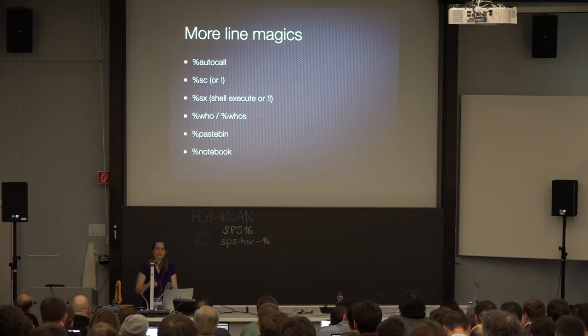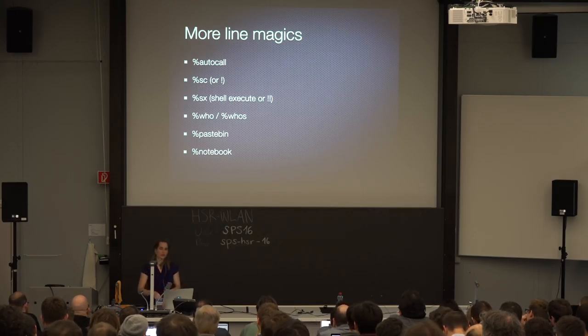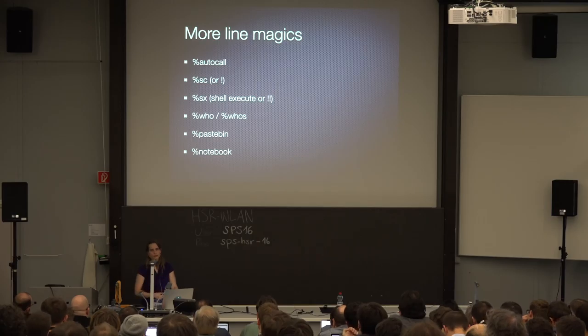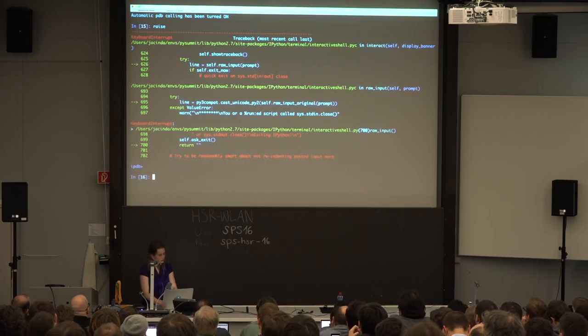Pastebin allows you to select a number of lines in your terminal history, and it'll upload that to GitHub for you. And notebook, we'll talk about a little bit more, but that lets you save your current history into a Jupyter notebook for later use. So just to demonstrate a few of these, I'll skip autocall because it's easy for people to explore on their own.